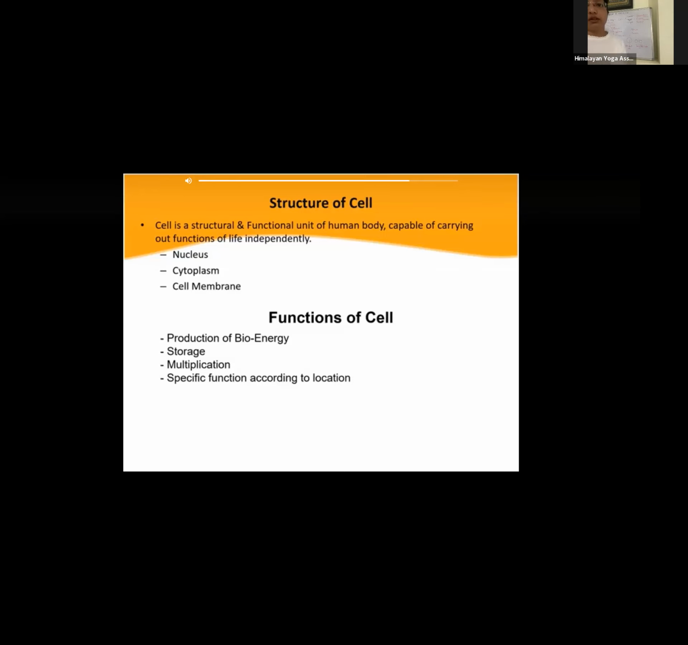Okay, so here, these are nucleus, cytoplasm, cell membrane. These are few organelles of the cell. And then we have functions of a cell. What can a cell do? It is production of bioenergy. So here, production of energy happens in mitochondria.